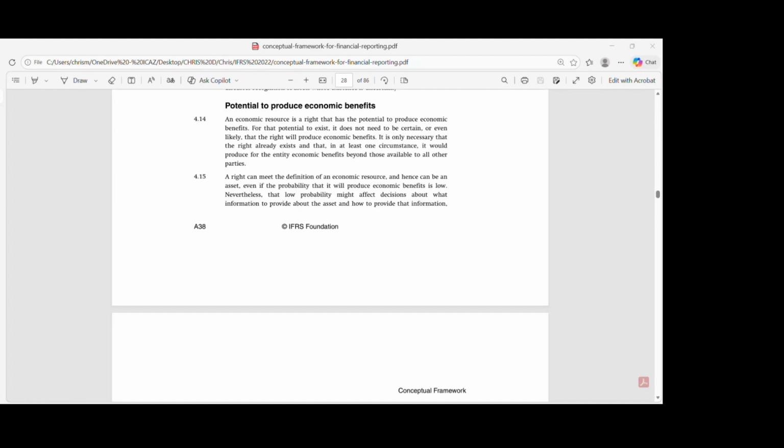Therefore, it is the potential economic benefit. So even if it's not yet certain, it's still an asset. It's still an asset. Then we go to control.